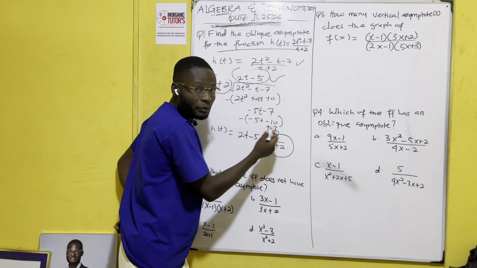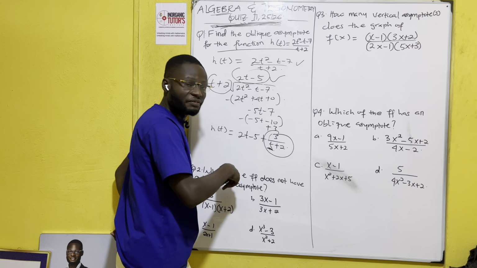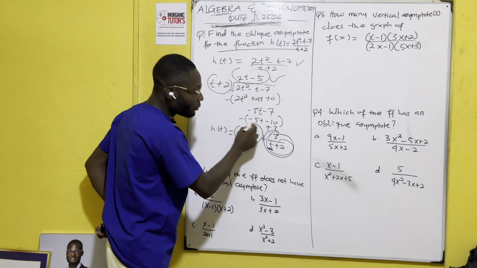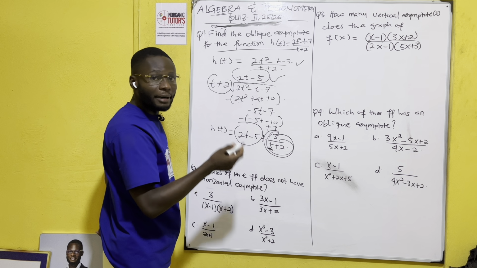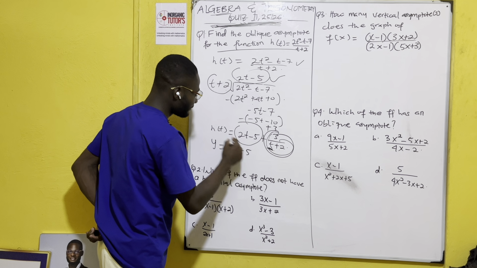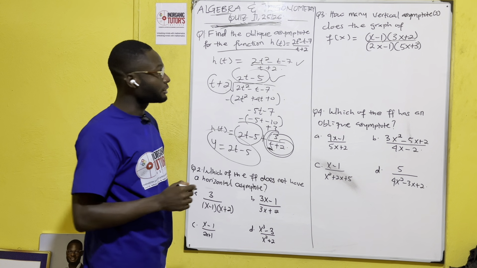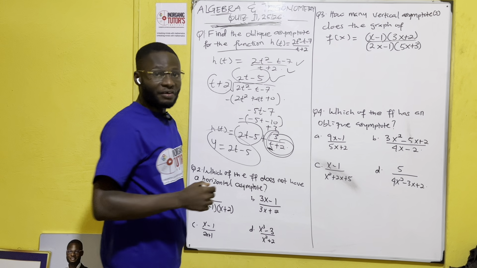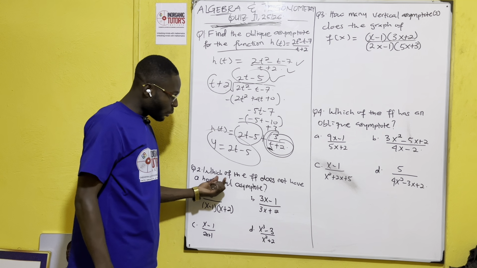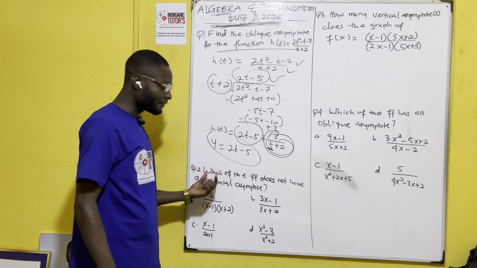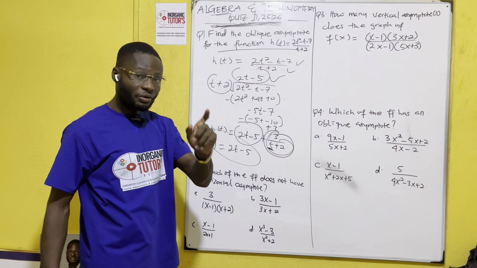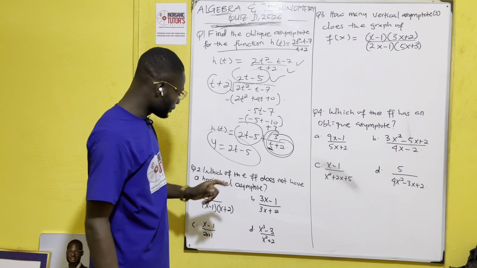So as t approaches positive or negative infinity, the fraction goes to 0, and then the oblique asymptote becomes 2t minus 5. So we have y equals 2t minus 5. And that is the oblique asymptote for this particular function. Right. Now, the second question says, which of the following does not have a horizontal asymptote? Now, we stated 3 conditions for horizontal asymptote.